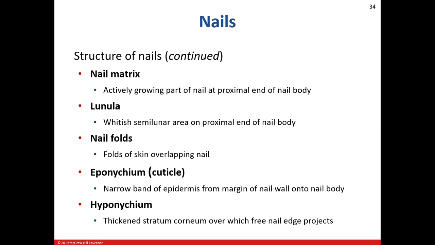We have the lunula, which is the whitish semi-lunar area on the proximal end of the nail body. We do have nail folds, and these are the folds of the skin that come over and overlap the nail. We also have the eponychium, which is the cuticle. The eponychium is a narrow band of epidermis from the margin of the nail wall into the nail body. We also then have a hyponychium, which is the thickened stratum corneum over which the free nail edge projects.